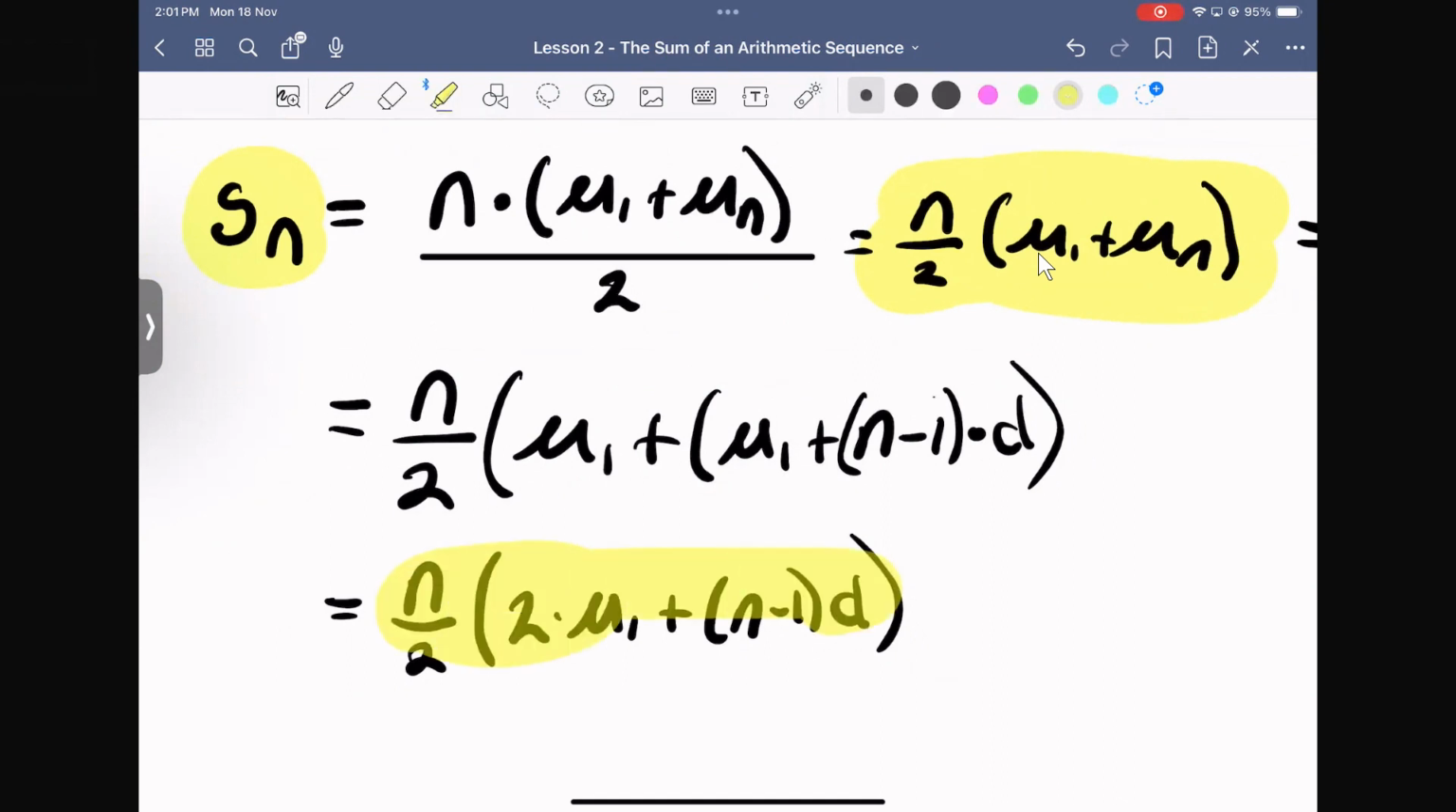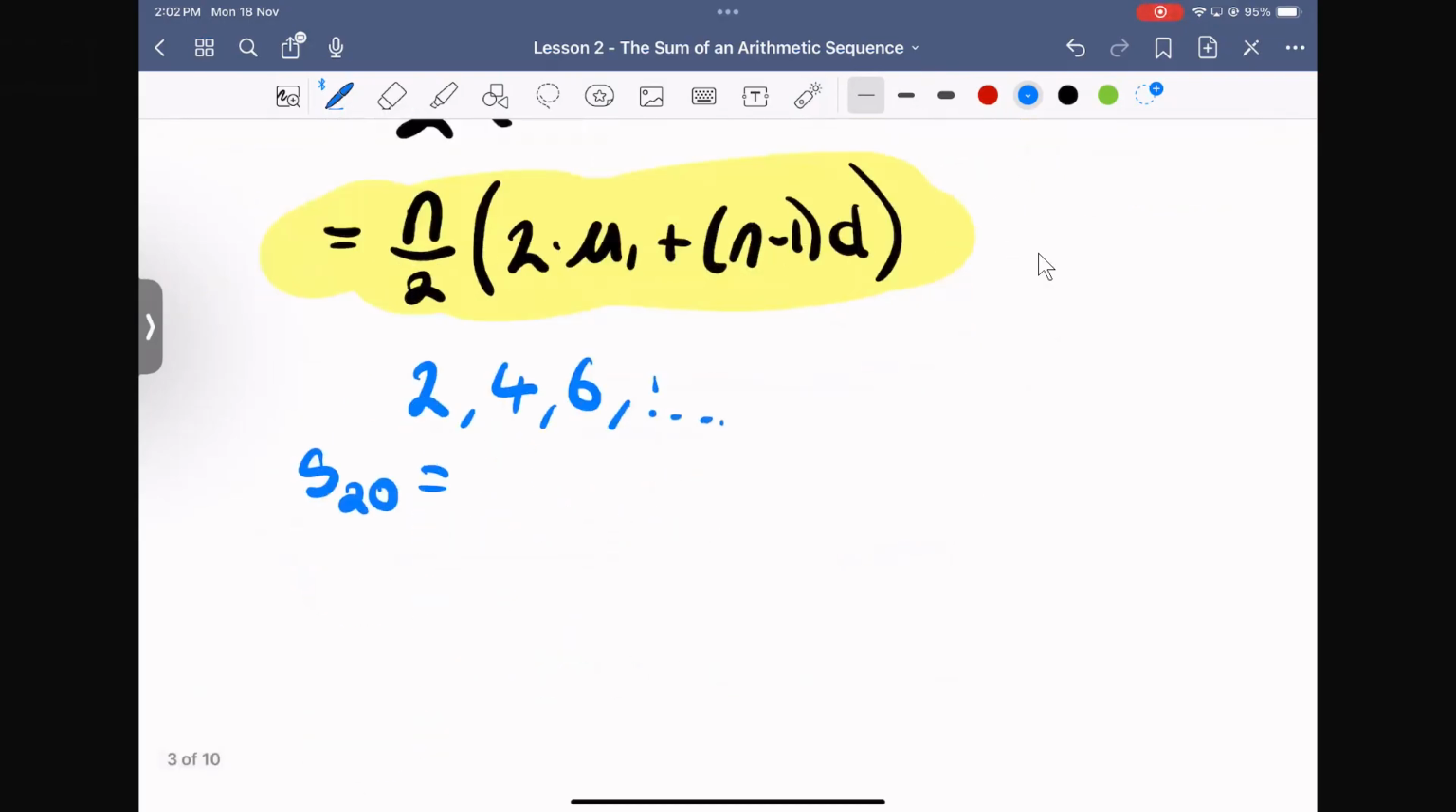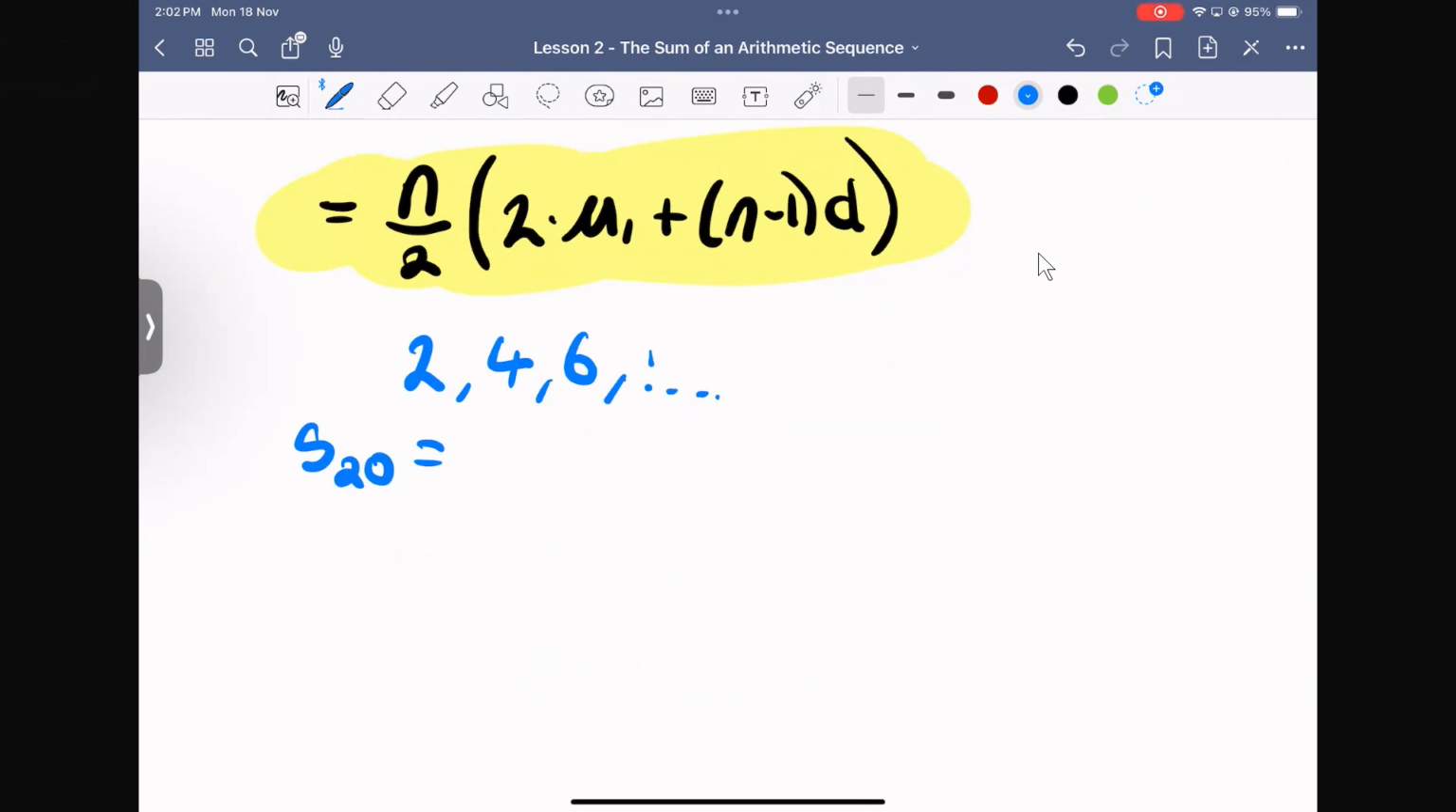And then this formula, which sometimes is easier because you don't have to have the last term. You can just have the first, the number of terms, and the common difference. So if you had a sequence that looks like, let's say we knew it went 2, 4, 6, and you had to find the sum of the first 20 terms in this sequence, you could use the formula at the bottom there. So it would be 20 over 2 times 2 times 2 plus 20 minus 1 times by the common difference, which is also 2. A lot of 2's there.